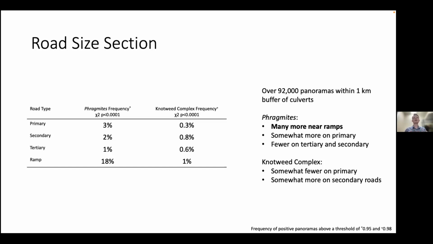For the knotweed complex, like I said, results were a little less strong, but they were still significant. So there were somewhat fewer on primary roads and more on secondary roads, which could be due to shading and potentially competition.